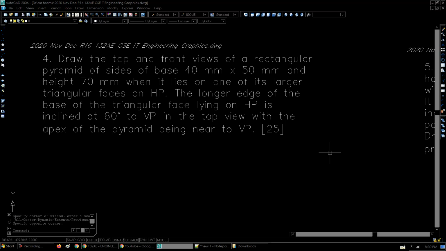Now when it lies on one of its larger triangular faces on HP, the longer edge of the base of the triangular face lying on the HP is inclined at 60 degrees to VP, and the top view of the apex of the pyramid is near to the VP.